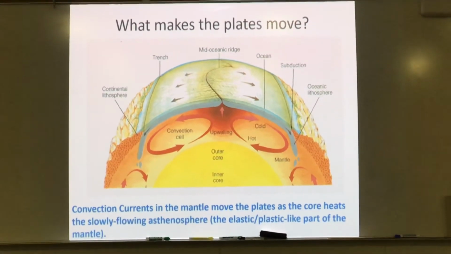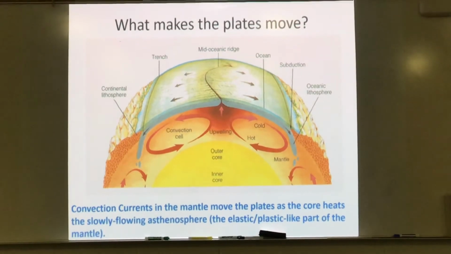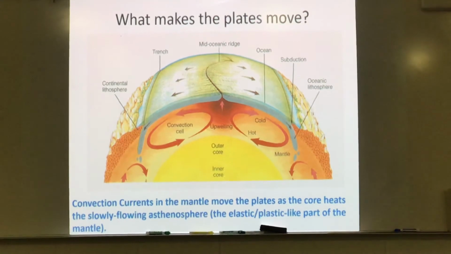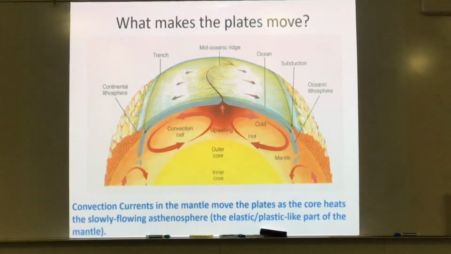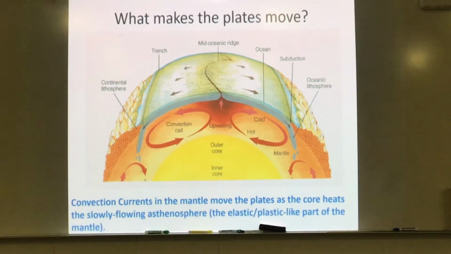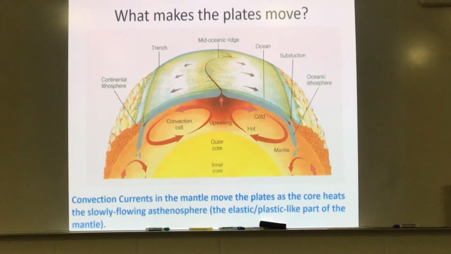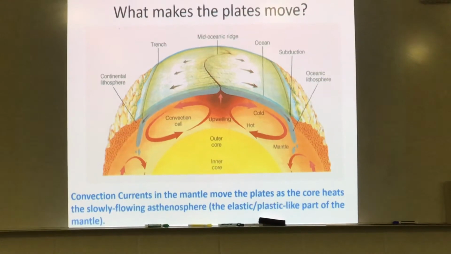So, what makes the plates move? Convection cells in the asthenosphere that come from the heat of the core. All right? Preguntas? No preguntas.